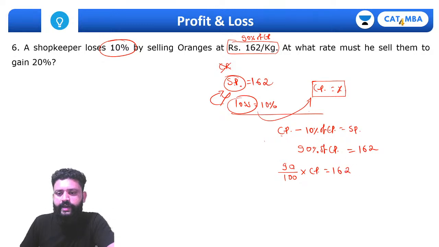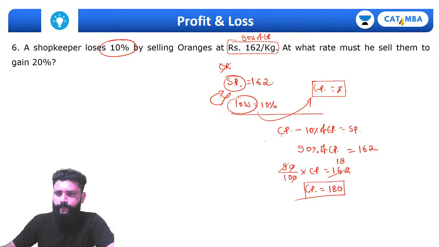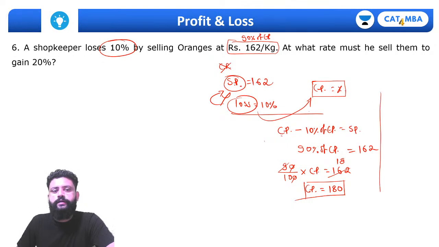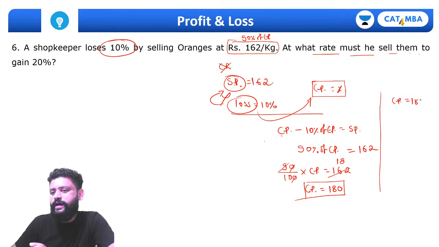Okay, for the calculation part, I can simply divide it by 9. 9 1s are 9, 9 8s are 72. So the cost price is 180, not 160. Hopefully you understood this. Right, yes. Then at what rate must he sell them to gain 20%? Now the cost price will remain the same. The cost price we have calculated as 180.